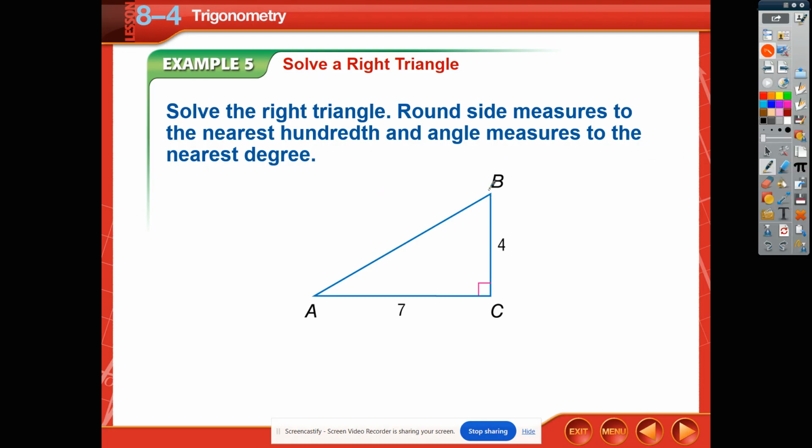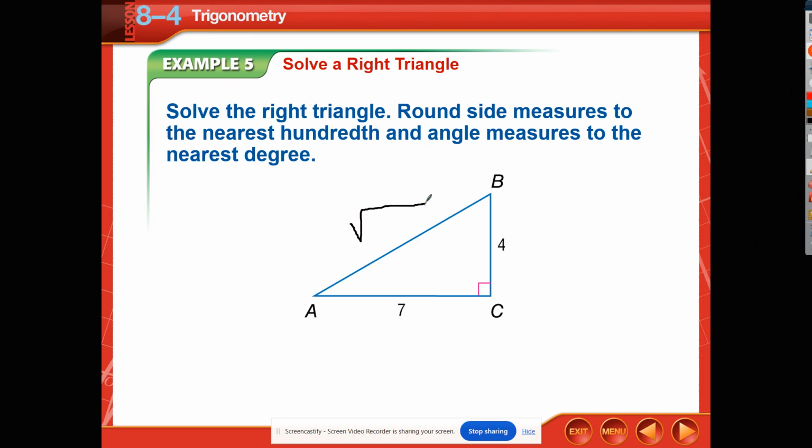Okay, so to solve for the hypotenuse, we just have to do the Pythagorean theorem. So this is going to be the square root of 7 squared plus 4 squared. So 7 squared is 49. Write these off to the side here. 49. 4 squared is 16. And so if you add those together, you get 65.